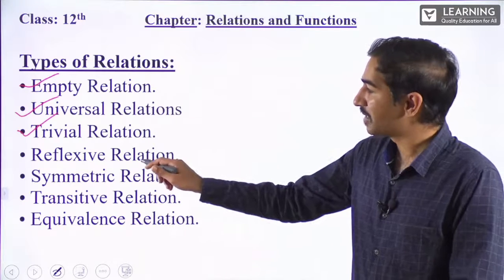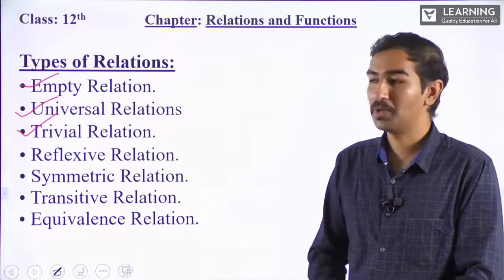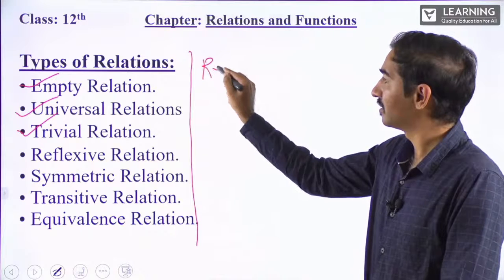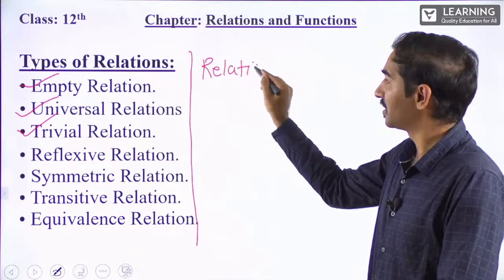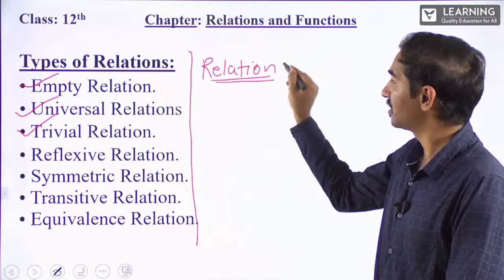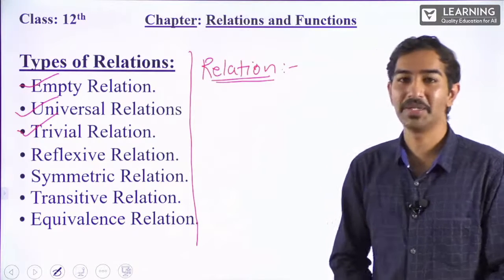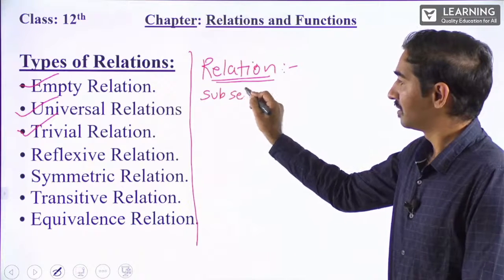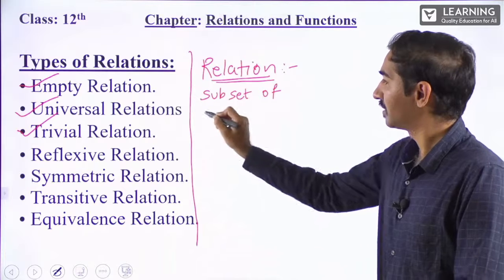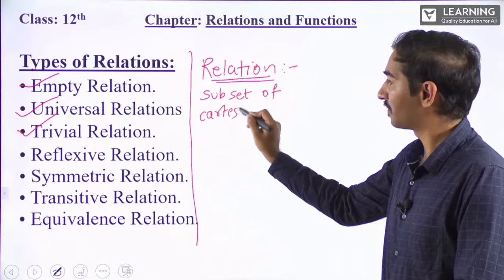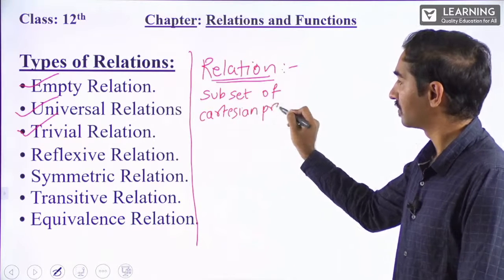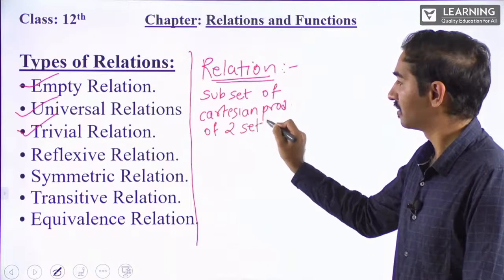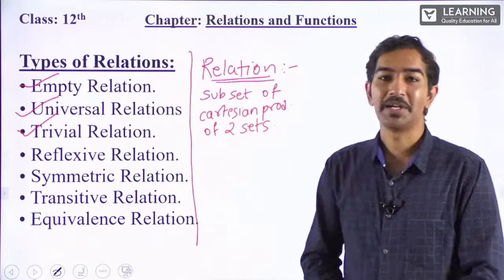The next type of relation we have is reflexive relation. So what is reflexive relation? But before that, we'll see what a relation is. So what is a relation, students? A relation is nothing but a subset of the Cartesian product of two sets. This is called a relation.